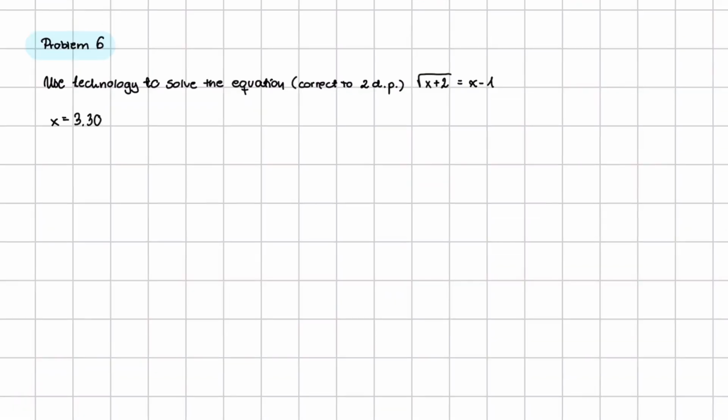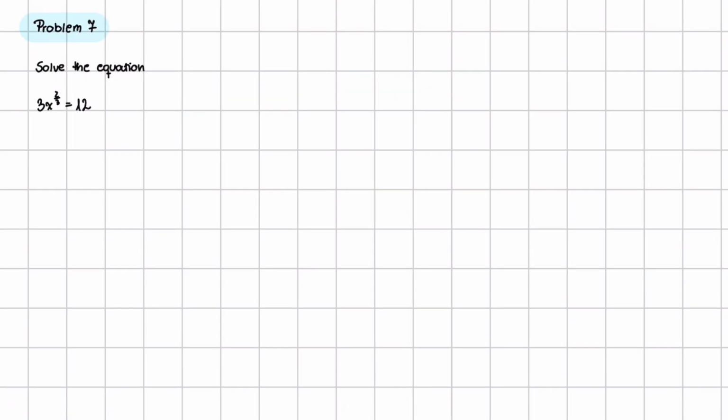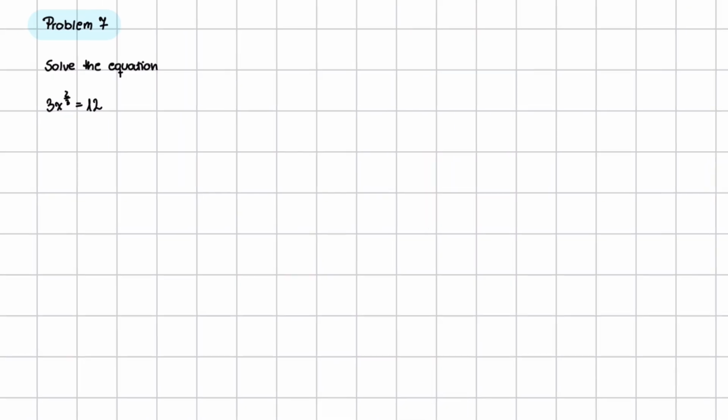So this is what I got from solver as well as from graphing it, and x equals 3.30, correct to 2 decimal places. Now in problem number 7, we have to solve the equation. And yes, we can solve it on GDC, but I want to show you how we can solve it in another way, by your own.